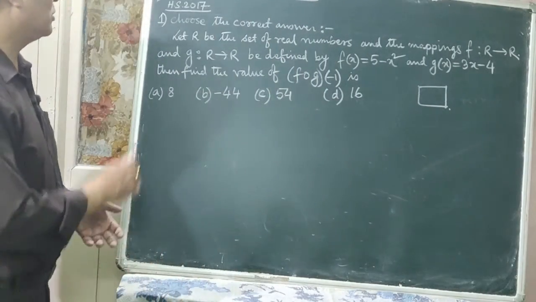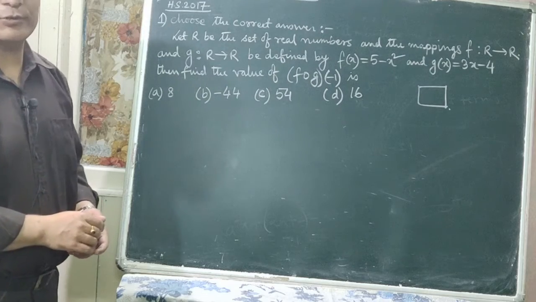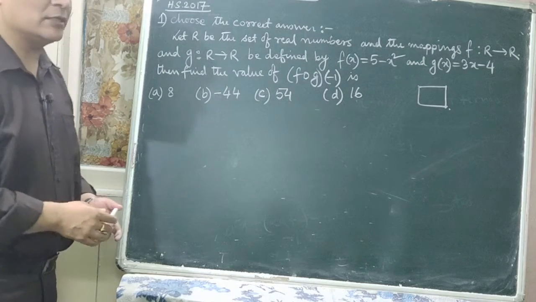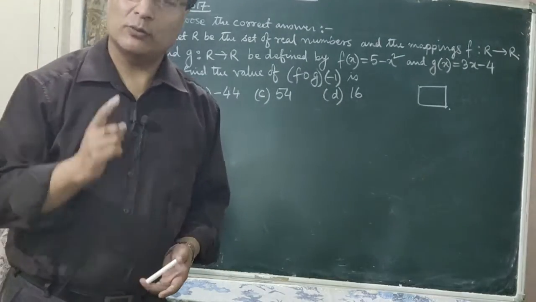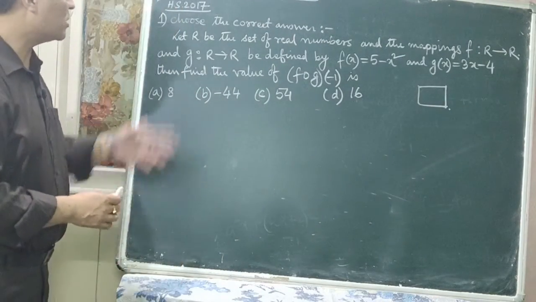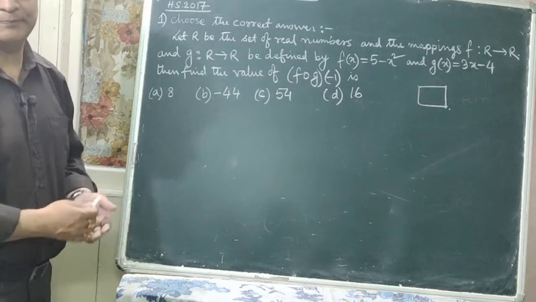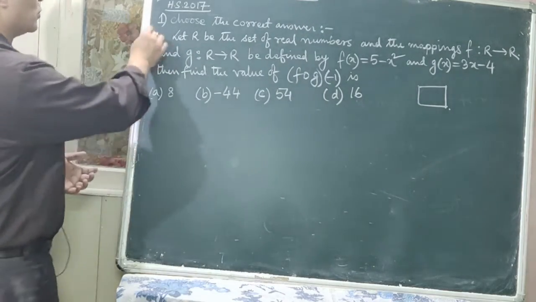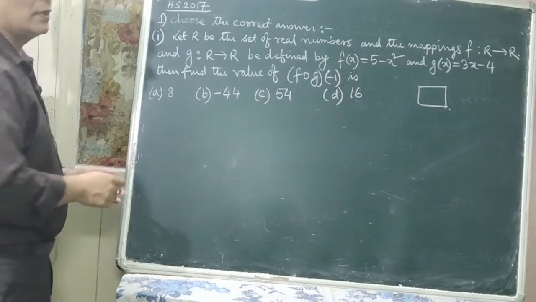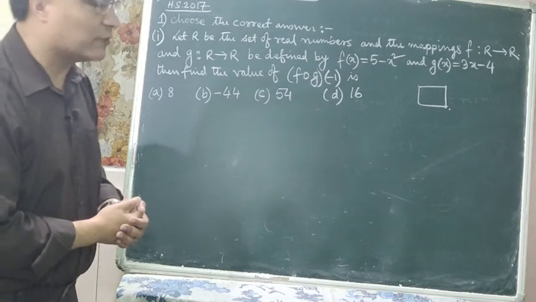So now we'll do the next question, that is from HS 2017, and this question is from part B, that is your objective type of questions, and this question carries 1 mark. The question is you have to choose the correct answer out here. Let capital R be the set of real numbers. This is question number 1.